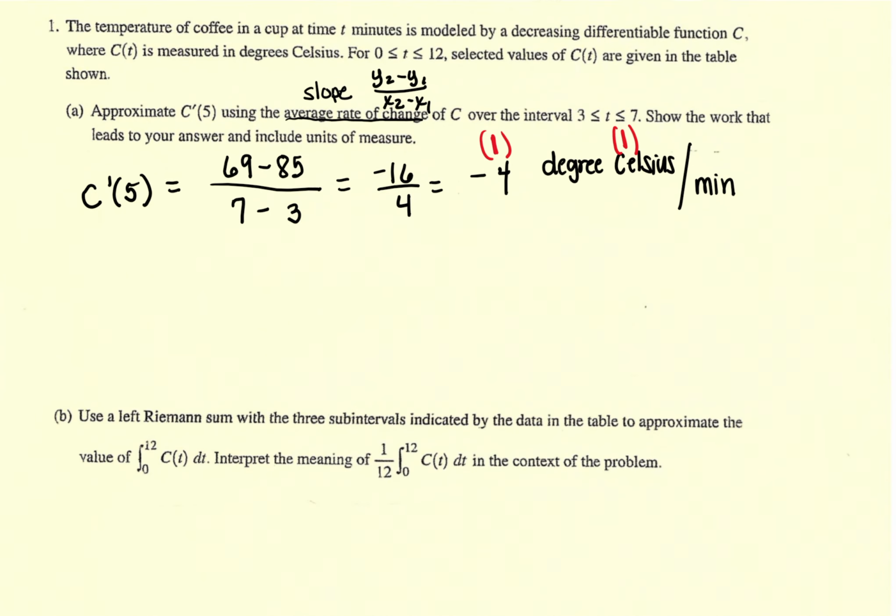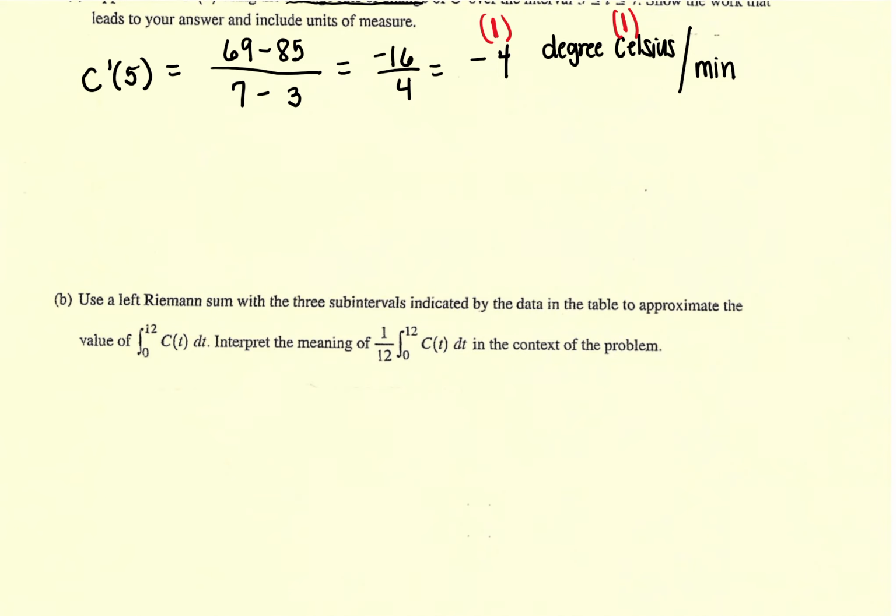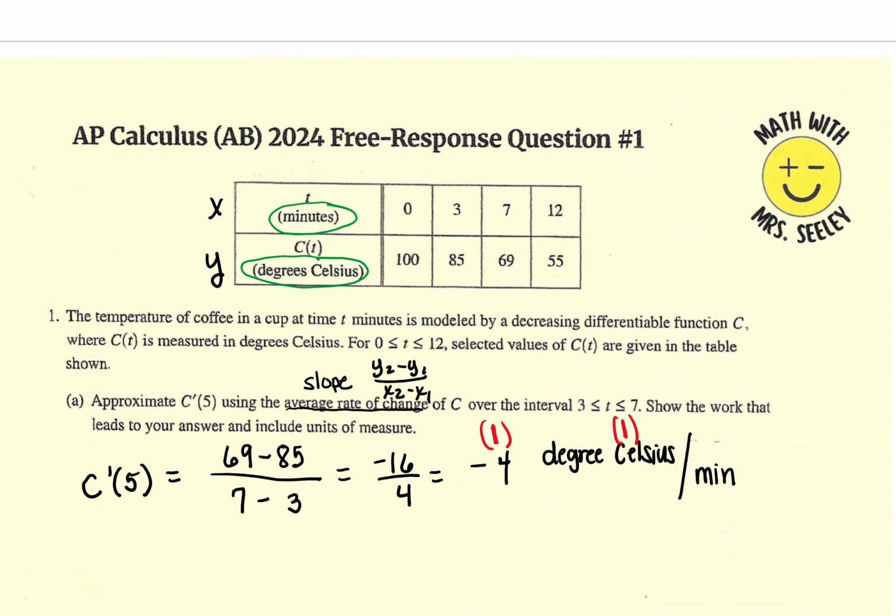The second one says to use a left Riemann sum. So we're going to use a left Riemann sum with 3 subintervals based on that table up there to approximate the integral from 0 to 12 of C of t dt. Remember that Riemann sums are like using rectangles to add those up. So we need a base and a height, the base being a delta x. It said left endpoints, so I'm going to check mark the left ones. I'm going to use this one, and this one, the 3 to the left.